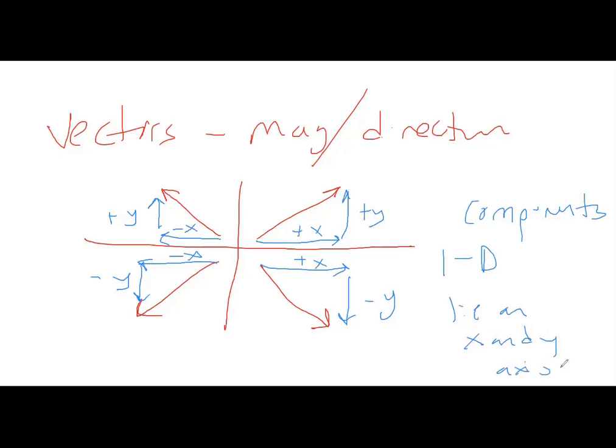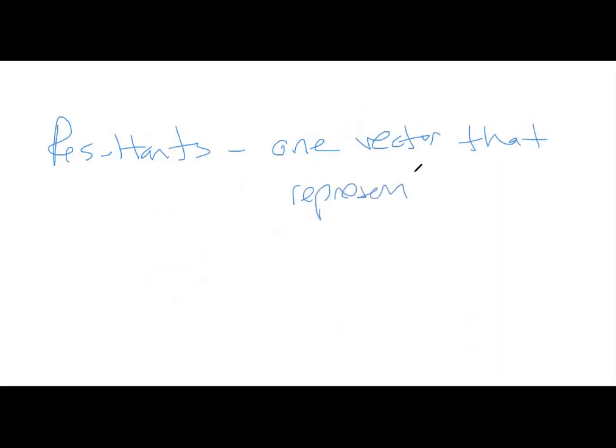So today what we're going to learn how to do is solve for vectors or resultant vectors. Resultants, that's another key vocab term. Resultants are one vector that represents multiple vectors.